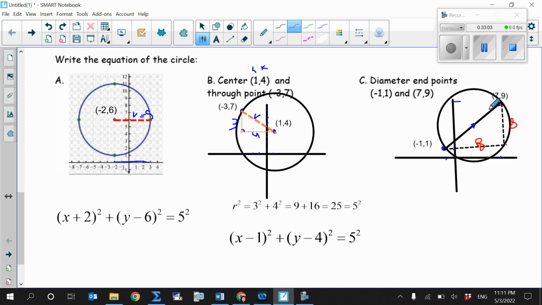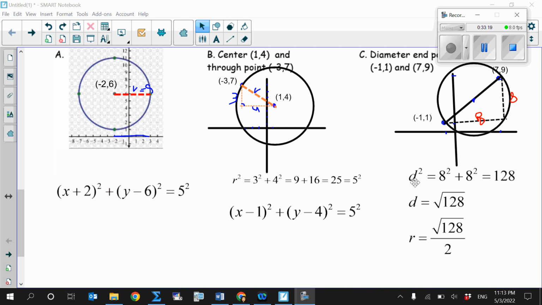Now I can find the hypotenuse using Pythagorean theorem again. So 8 squared plus 8 squared, that's going to give us the diameter to the power of 2. Okay, so d squared equal to 8 squared plus 8 squared equal to 128. So 8 squared plus 8 squared is 128. Now, what is d? That is the square root of 128. This is the diameter of this circle. Now, what is the radius? That's diameter divided by 2. So we found the diameter.